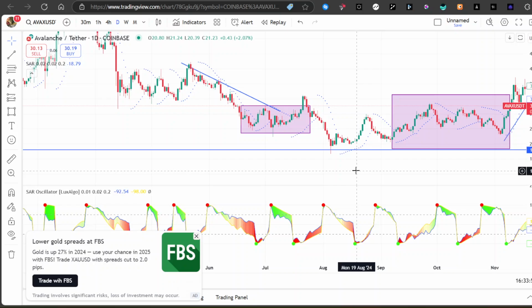So in the meantime, thank you for staying tuned as we looked into the Parabolic SAR Oscillator. It's quite an easy oscillator to use, quite straightforward. I already pointed out how to make use of this indicator and the signals to watch out for.